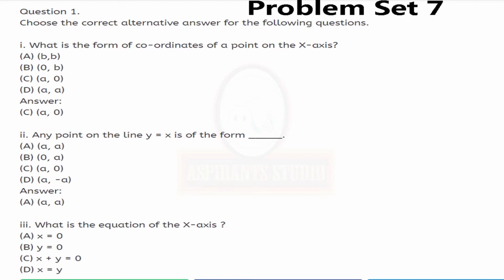Any point on the line y is equal to x is of the form dash. So now look at the options. Your answer will be A, ordered pair (a, a), because the equation is y is equal to x. So x coordinate will be same as the y coordinate and y coordinate will be same as the x coordinate.